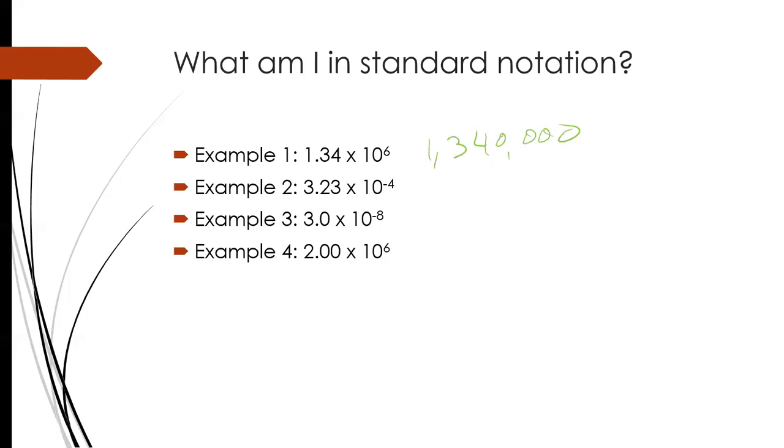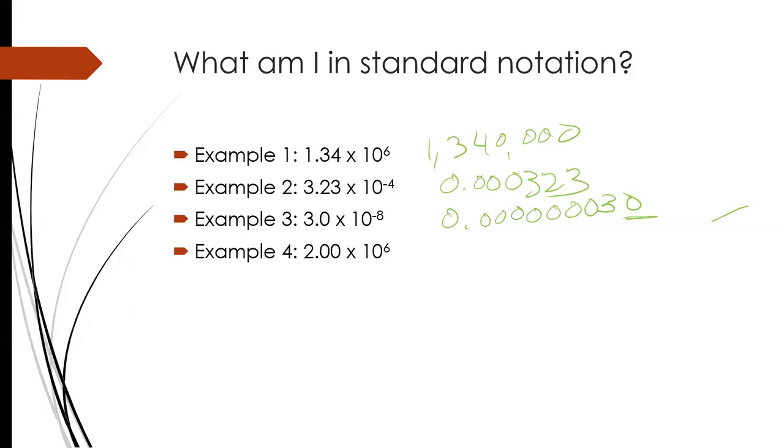This one should be smaller than 1, so 1.123323. Then 3.0 times 10 to the 8, and 0.123456730. We should definitely have that extra 0 at the end. And then 2.00 times 10 to the 6.